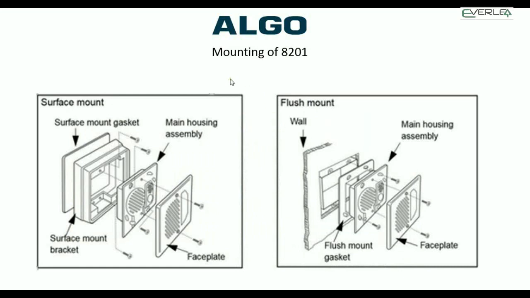Now, pretty much everything comes all in one here. So this is your surface mount. You've got your surface mount gasket here. Put that against the wall. That stops any moisture and water getting in there.